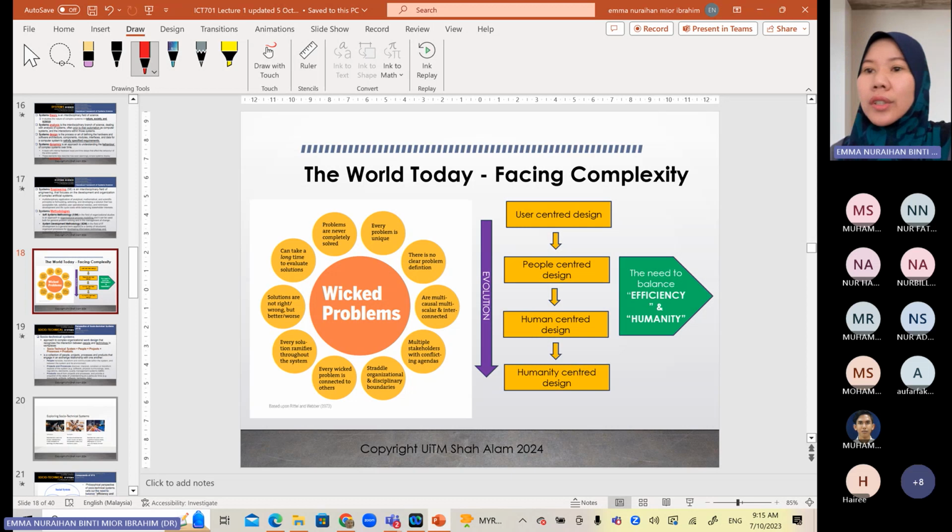So what will be the evolution? As I said, those days, user-centered design. Lepas tu people-centered. Lepas tu human-centered. Lepas tu now we're talking about humanity-centered design. Why? Sebab apa? Sebab dulu-dulu, okay, analogy dia simple je.